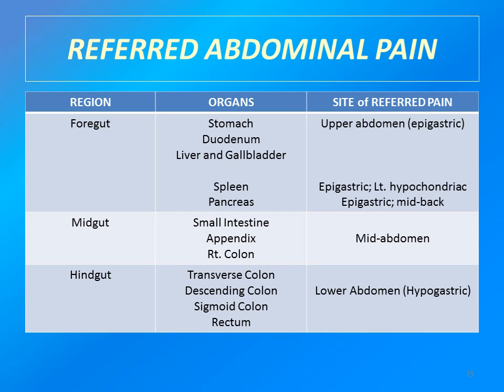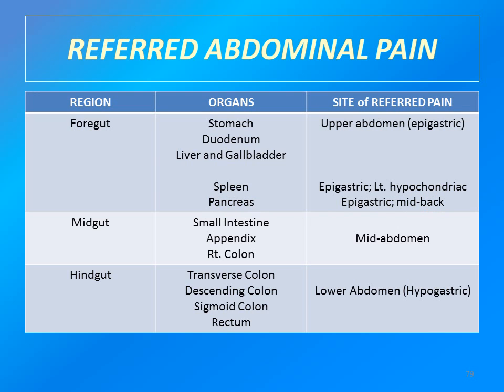We can map referred abdominal pain to specific regions of the gut. In the foregut, the organs of the stomach, the duodenum, the liver, and the gallbladder give referred pain to the upper abdomen or the epigastric region. This is in contrast to the spleen and pancreas, which send referred pain information to the epigastric region, the left hypochondriac, and the mid-back in the case of the pancreas.